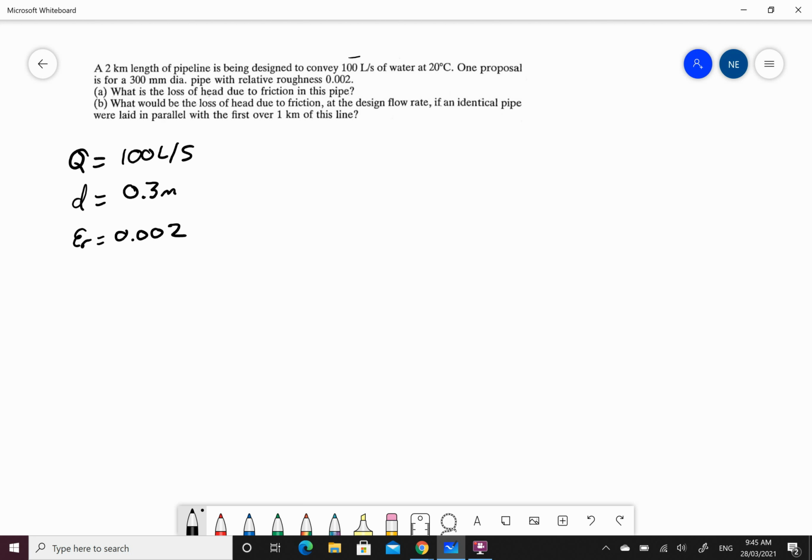So what I need to do is I need to calculate my V first. Alright, so what I can do is V equals Q on A, which equals 100 times 10 to the negative 3, converting back to meters cubed per second, over pi d squared all over 4, and this punches out to be 1.415 meters per second. Alright, so now that I've calculated this, I can calculate my Reynolds number.